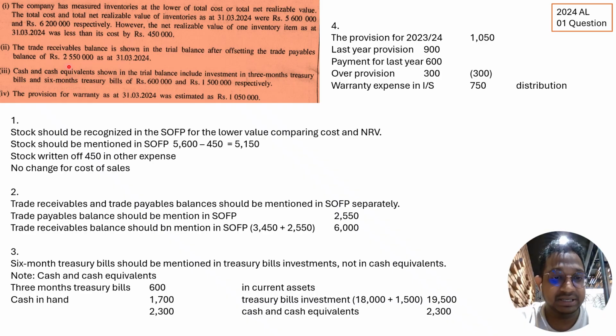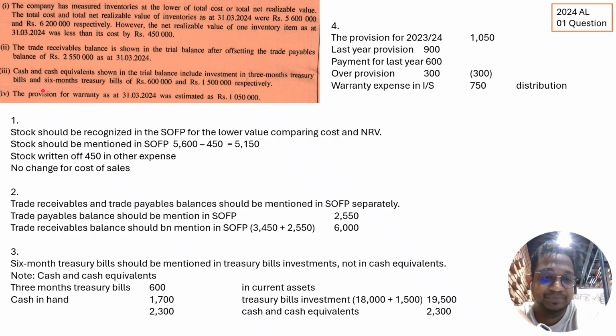And then the third one is very interesting as well. Cash and cash equivalents shown in the trial balance include investments in 3 months treasury bills and 6 months treasury bills, 600,000 and 1,500. Under cash and cash equivalents, you should mention 3 months treasury bills only. The 6 months treasury bills you should mention in current assets separately. You can't include the 6 months treasury bills under cash and cash equivalents.